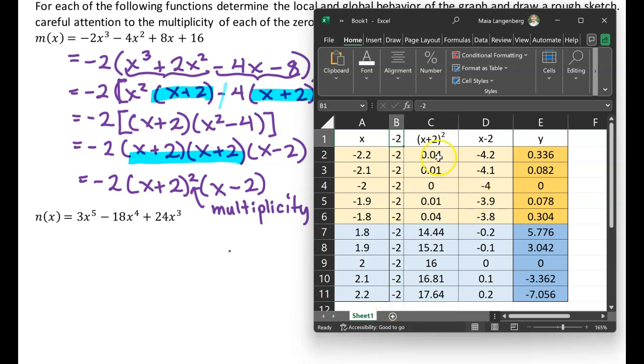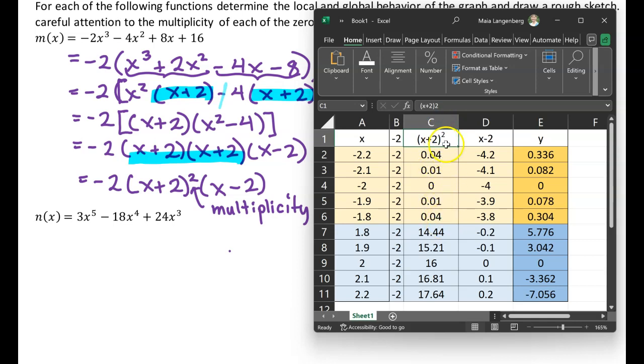The x plus 2 squared, that is the factor that gave us x equals negative 2 as a zero. And notice that what's happening with it is it's getting really, really close to 0. And usually what we would see is if it started off positive, it would become 0, and then it would switch to negative.